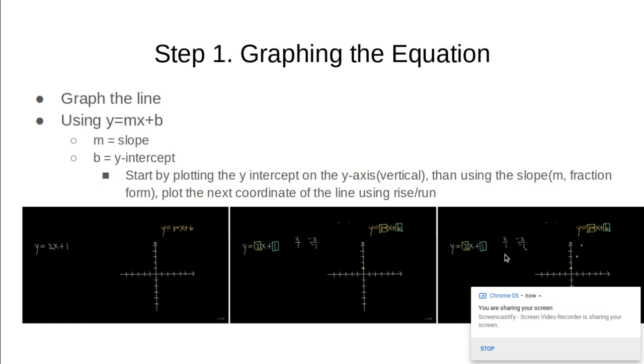Next, we will take the slope of the line, 2, or 2 over 1 in fraction form, which could also be written as -2 over -1. We will follow the form rise over run and go up 2 over 1, up 2 over 1.